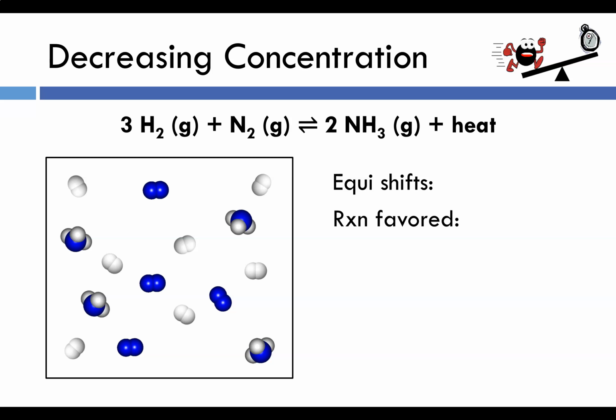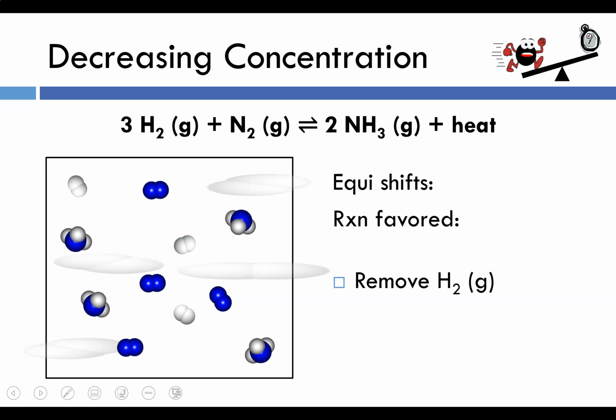Another stress that we can put upon the system is to try to decrease the concentration of some of the substances. Let's say we remove some H2 from the system. Gotten rid of a couple of them. Now it's less likely that collisions will occur between hydrogen and nitrogen, and it's become more statistically probable that collisions will occur between NH3 molecules.